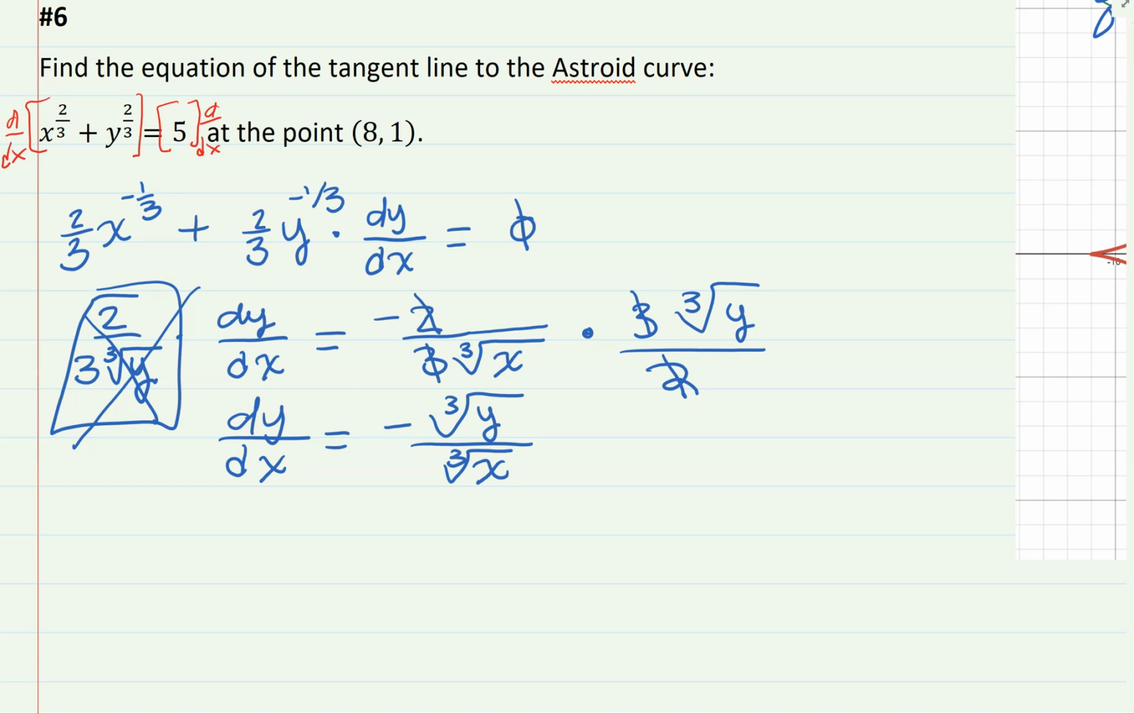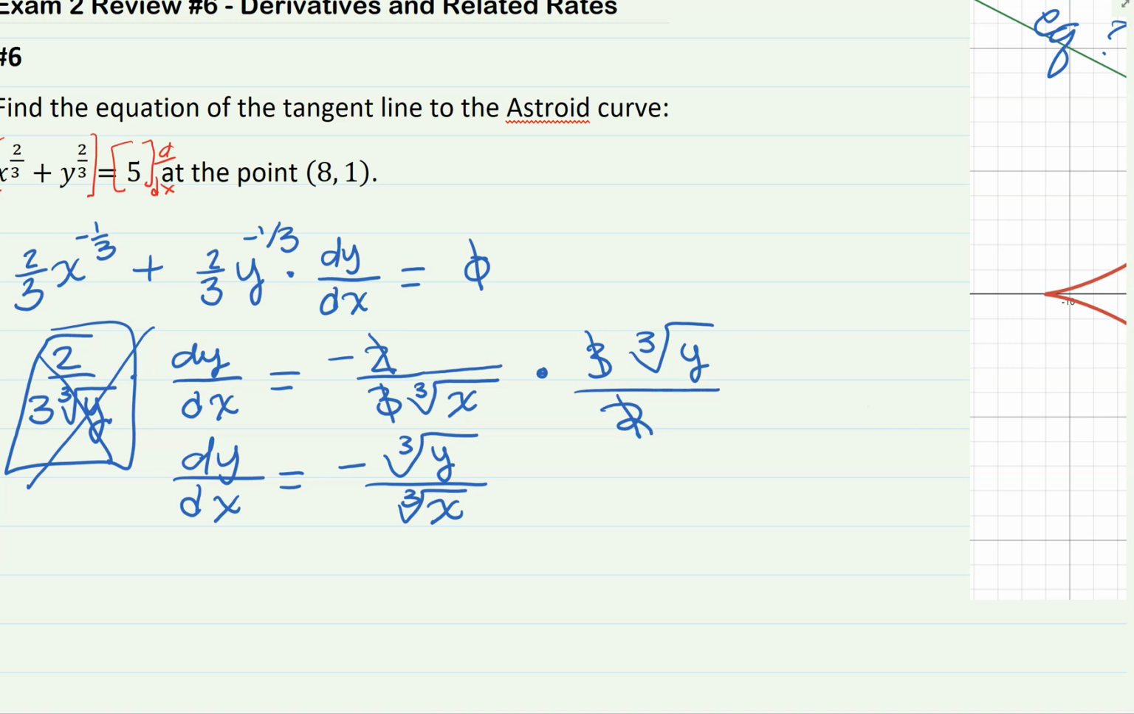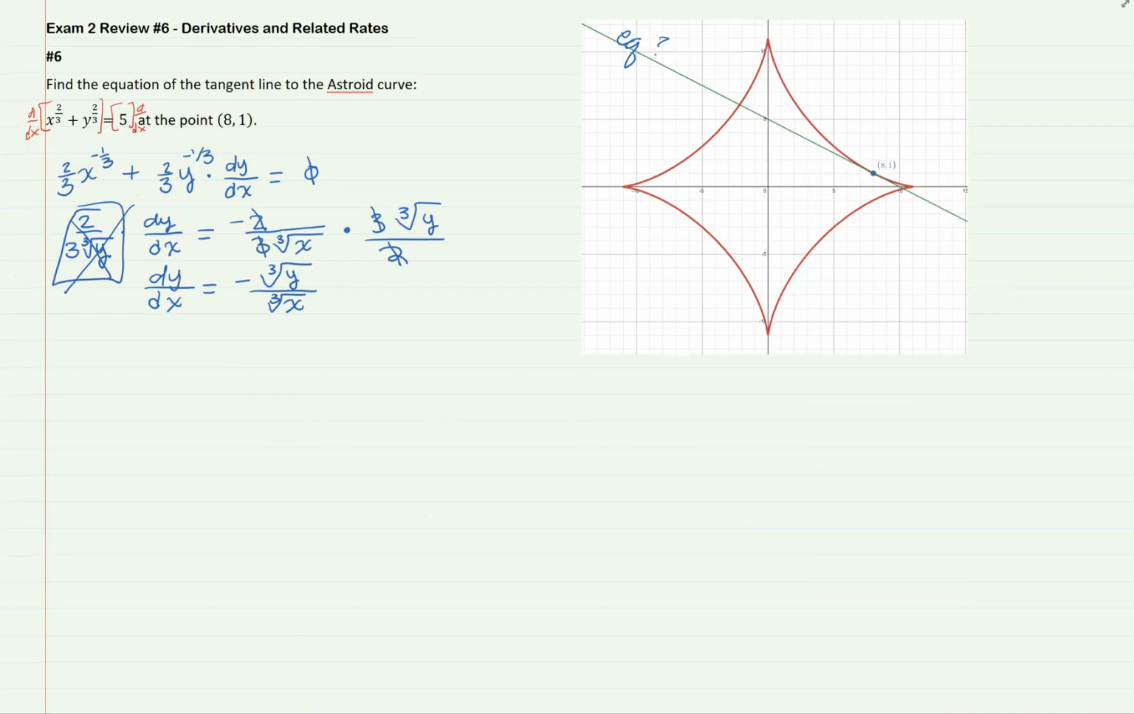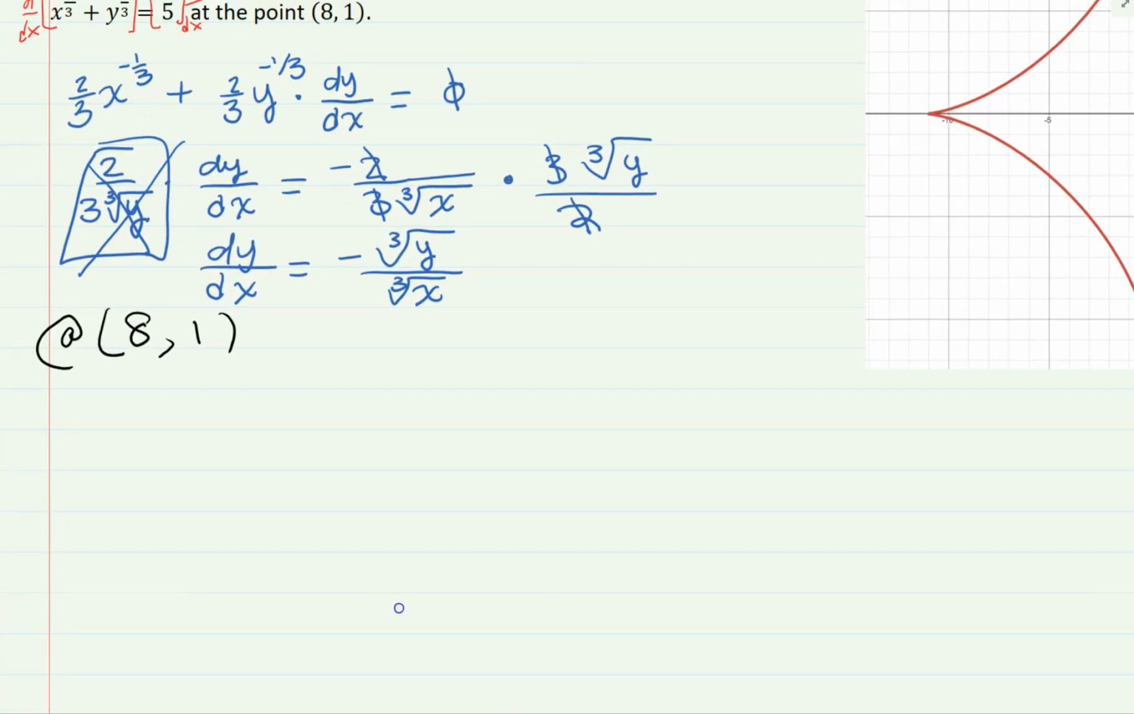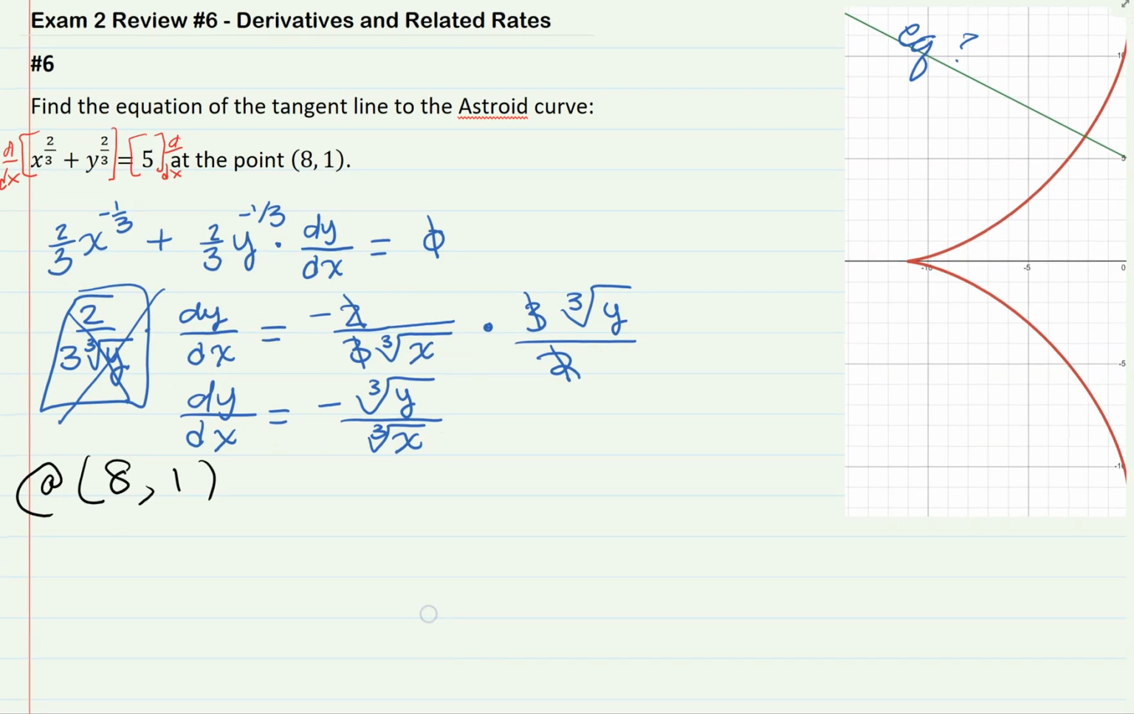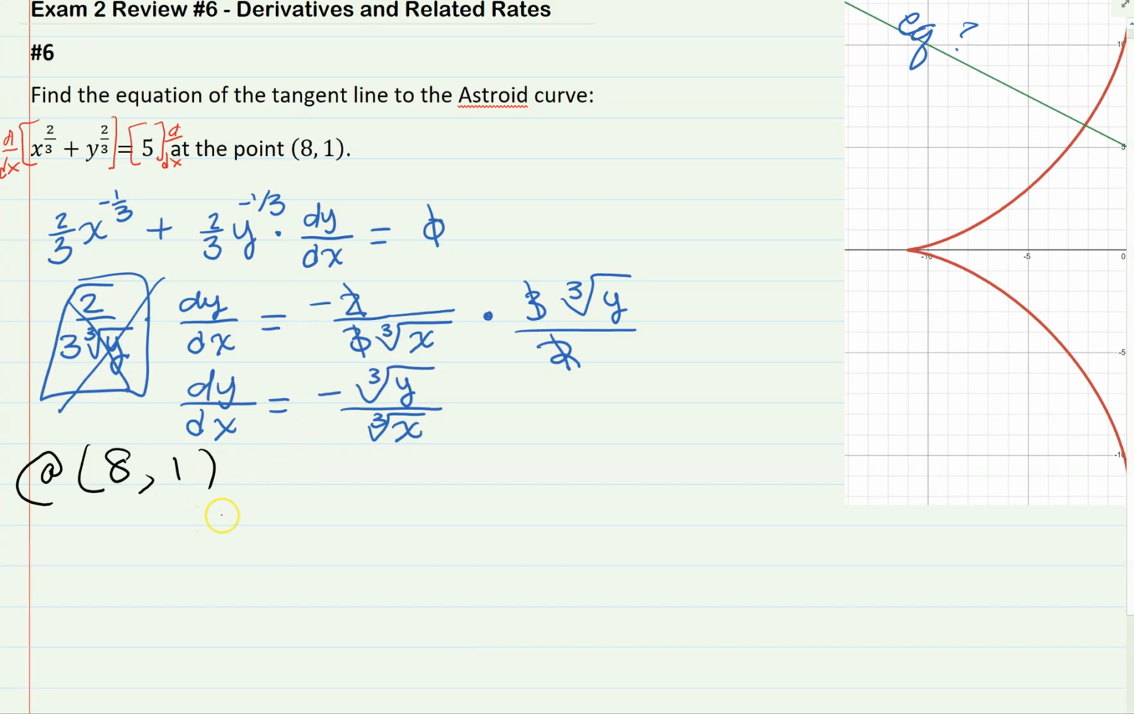So at the point 8 comma 1, which is the point that we are looking at on this graph here, we are looking at the slope being negative cube root of y, which is 1, over cube root of x, which is 8, so that is negative 1/2. So that's a good thing. The green line has a negative slope, so that matches.